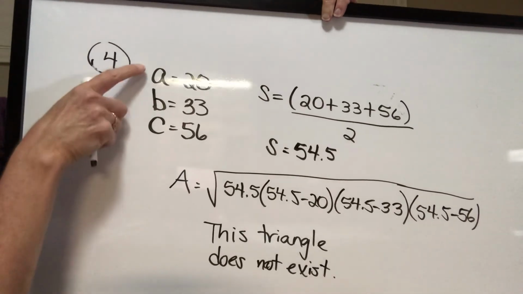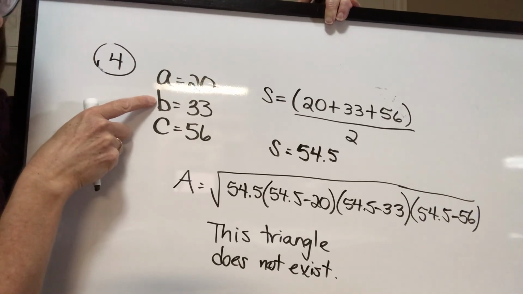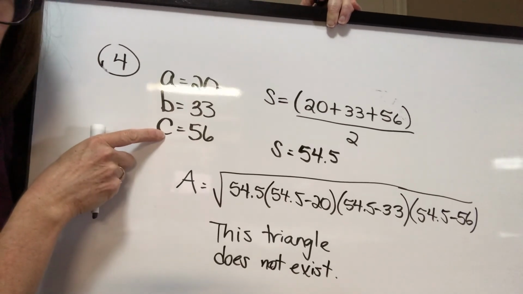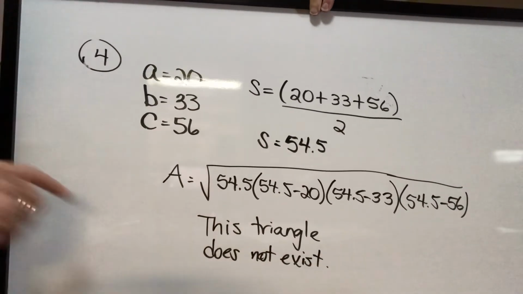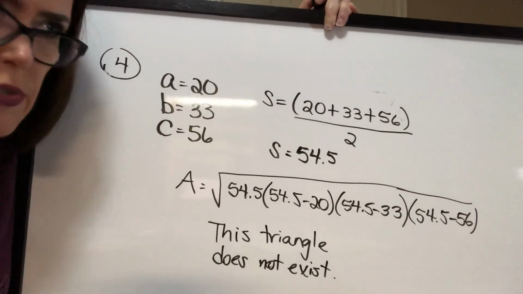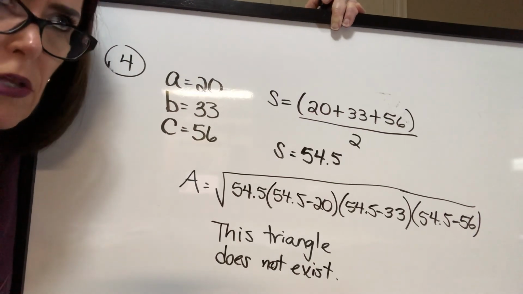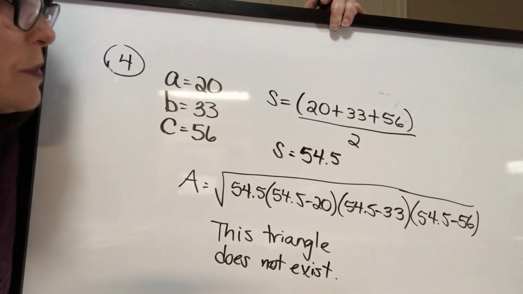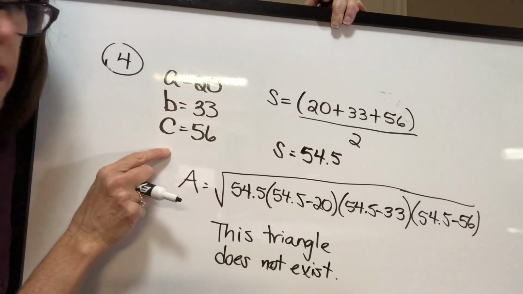So what I would do is say, well, what if I added 20 plus 33? That's 53, and that's not more than 56. So you could have told that that was going to happen before doing all this work. So try to remember that, and that might save you some time. So any 2 sides of a triangle, add them together, and that number must be larger than the 3rd side. So it's best to choose the smaller 2 numbers and see if their sum is larger than the longer side.